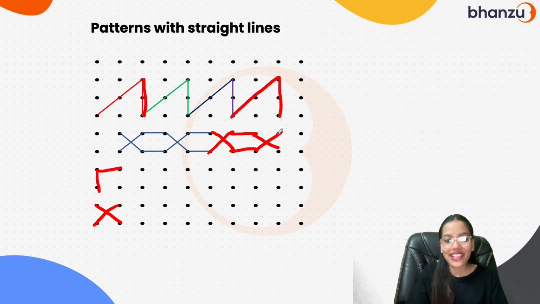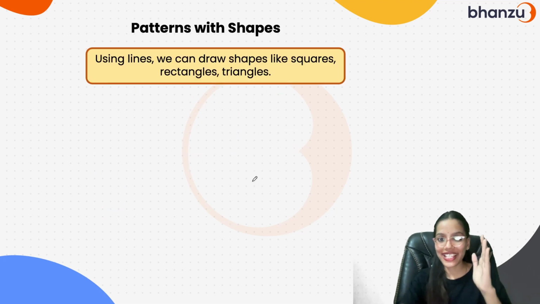X, and then we have 2 slanting lines. So here we have another beautiful pattern. Are you interested to understand what is the next thing that we can do with straight lines? Yes, we can do shapes on the dot grid which would look like this.